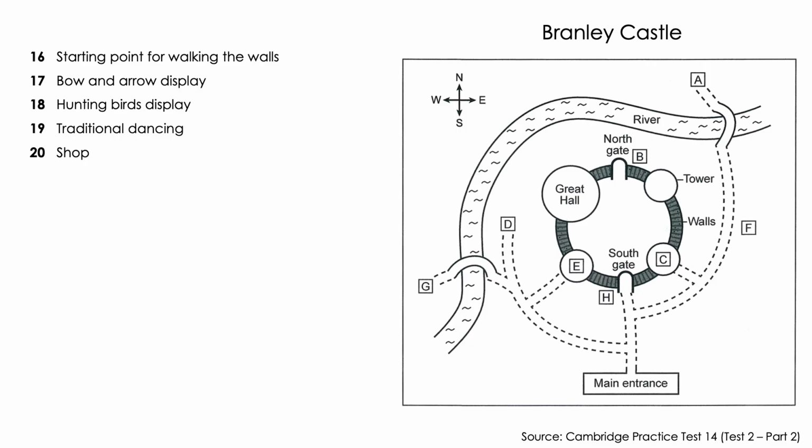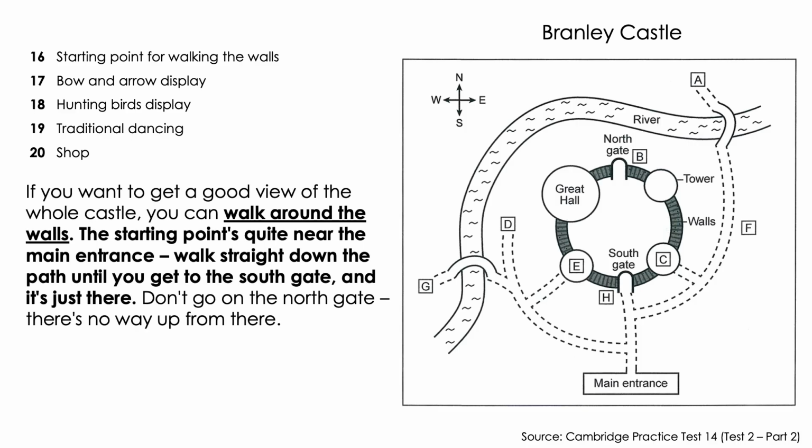If you want to get a good view of the whole castle, you can walk around the walls. The starting point's quite near the main entrance. Walk straight down the path until you get to the south gate, and it's just there. Don't go on to the north gate. There's no way up from there.